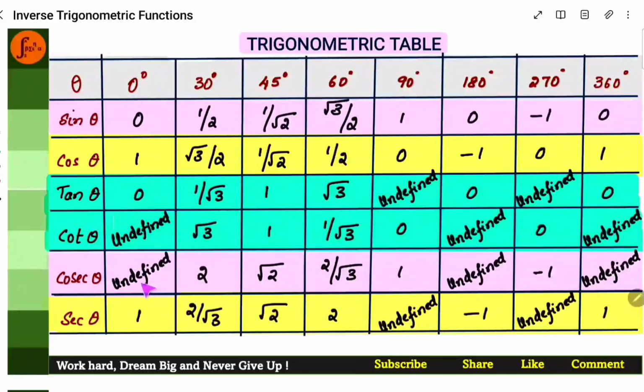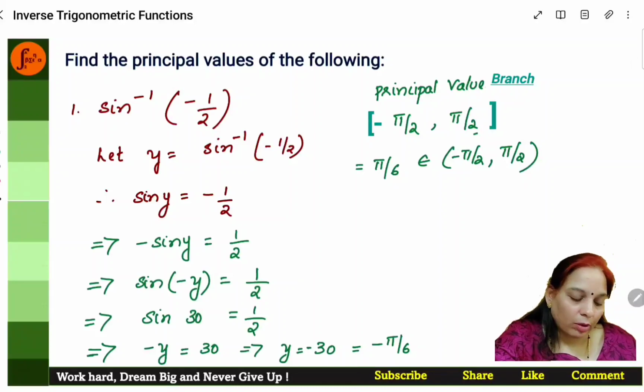Cosecant is nothing but 1 by sine. 1 by sine would be cosecant. Secant would be 1 by cos. So all you have to remember is values of sine theta from at least from 0 to 180 or 0 to 90. Now we will solve the problems.